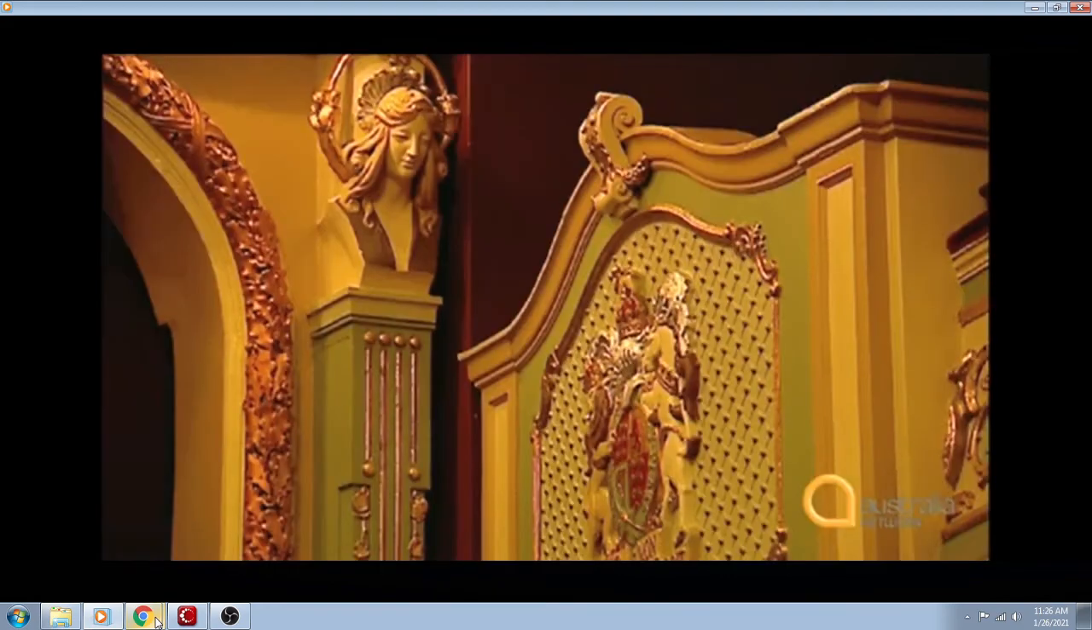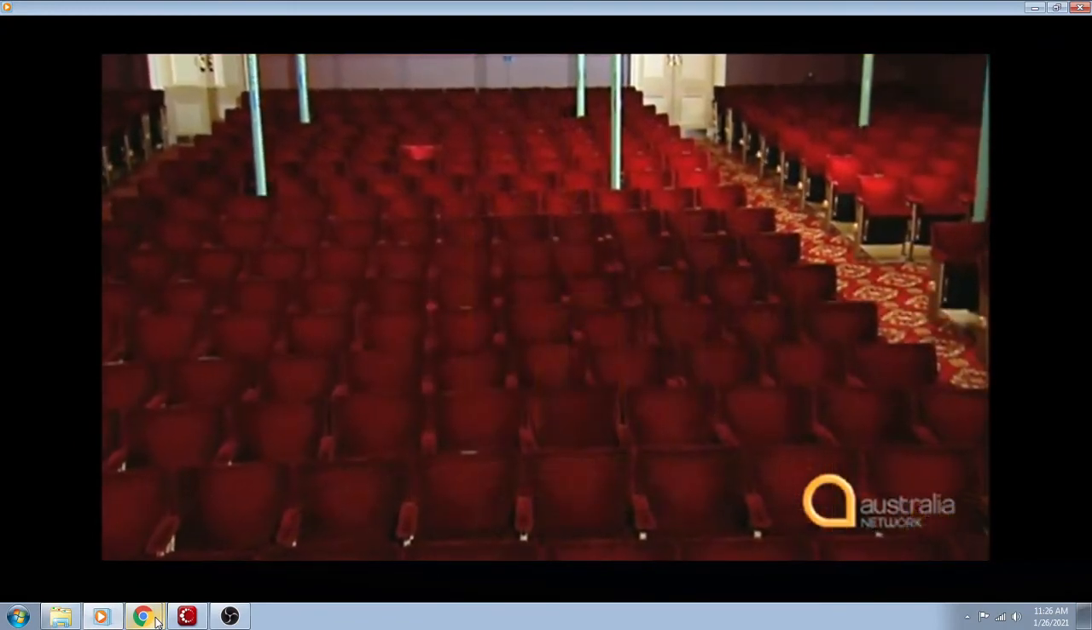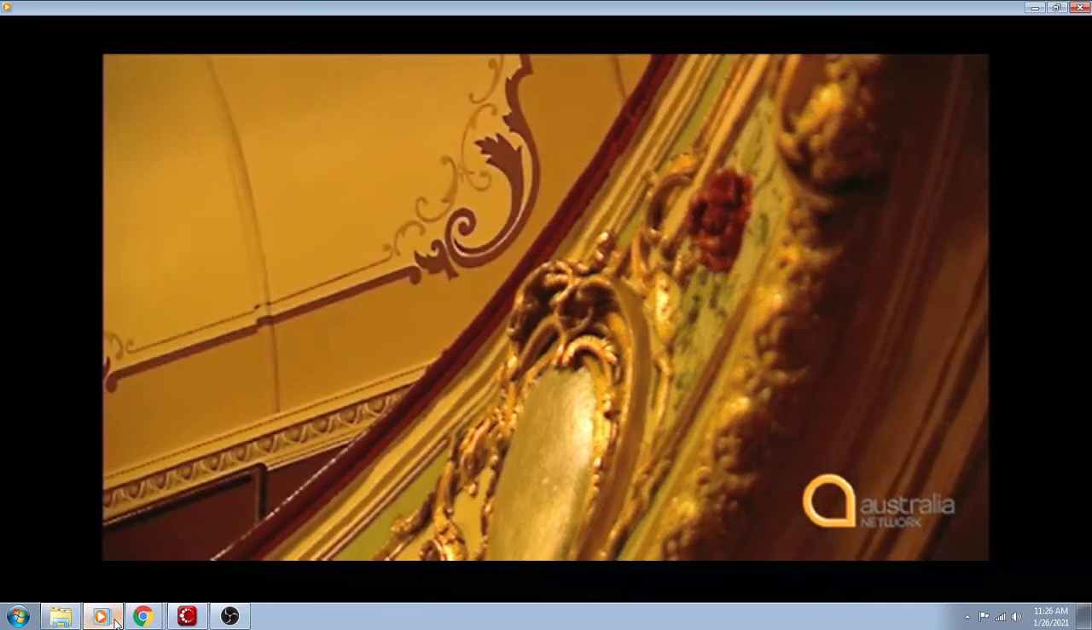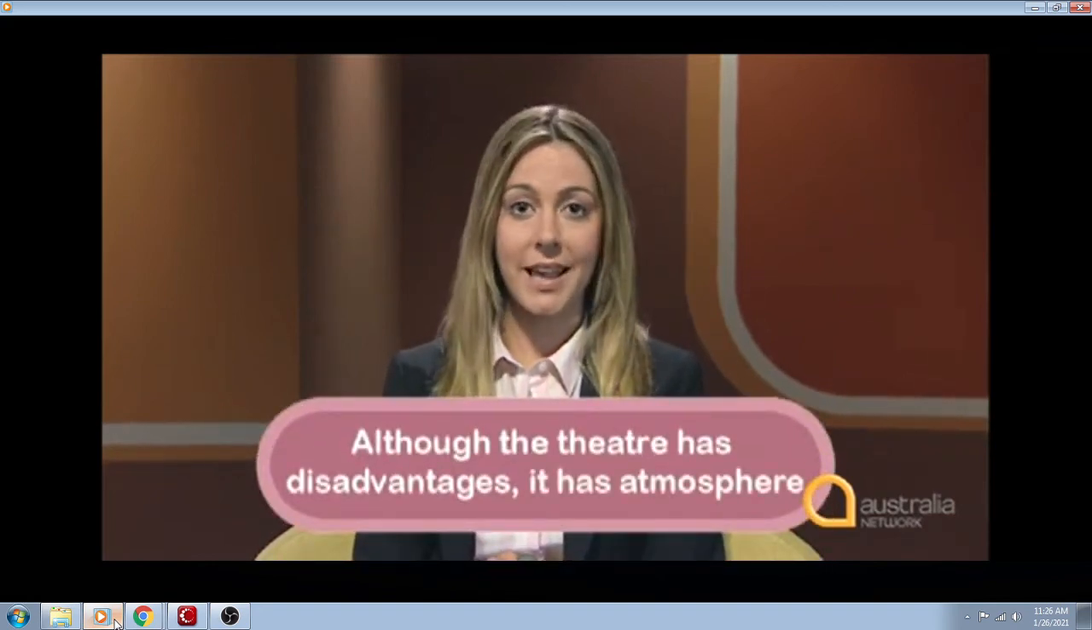For instance, the first part of this sentence is quite long with a subject, verb, and object, but it isn't complete. Although the Theatre Royal has some disadvantages, such as the columns, which people don't like sitting behind, that doesn't express a complete thought. It needs a simple sentence to finish it. It still has atmosphere. If you take the detail out, you have a structure like this. Although the theatre has disadvantages, it has atmosphere.